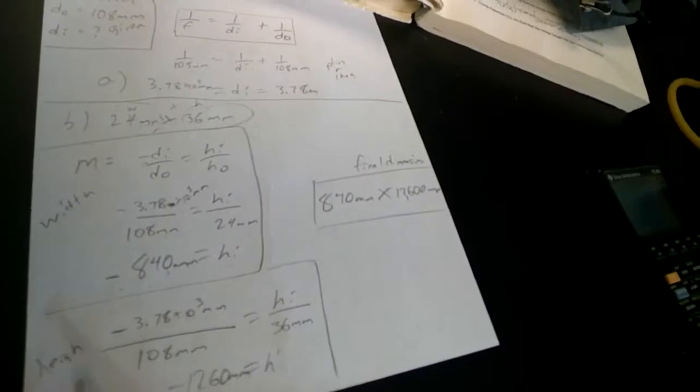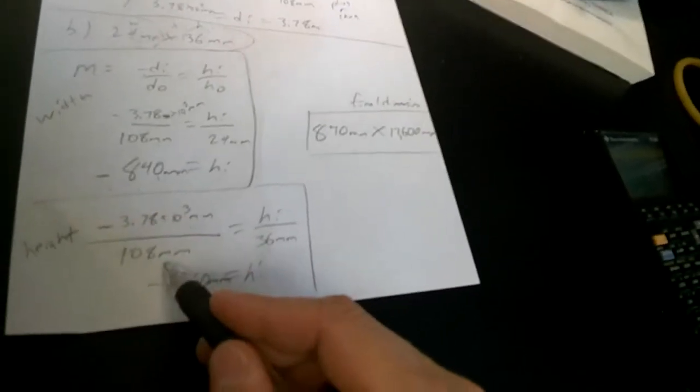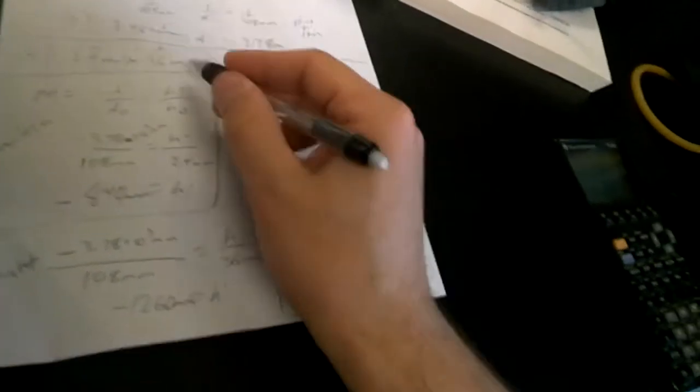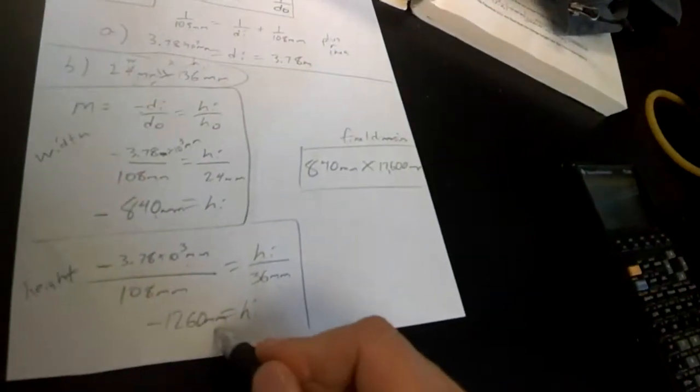Now you do the same exact process again, except for the height. So same equation that we have here. So we got our DI that hasn't changed, our DO hasn't changed. The only thing we're modifying is now we're saying the height of the object is 36 millimeters. Solve and you get negative 1260, 12,008.